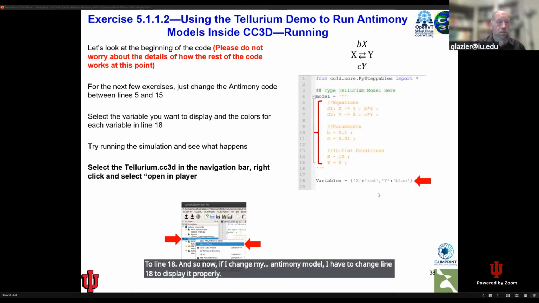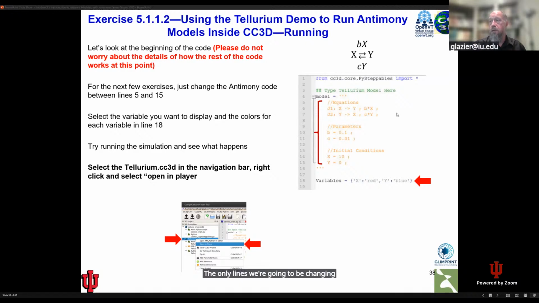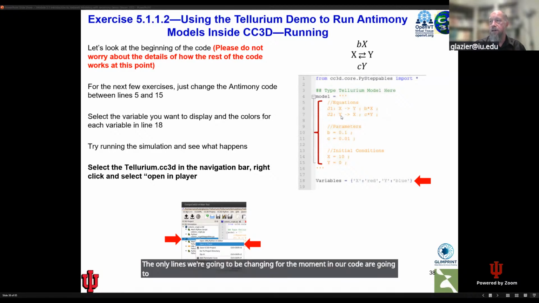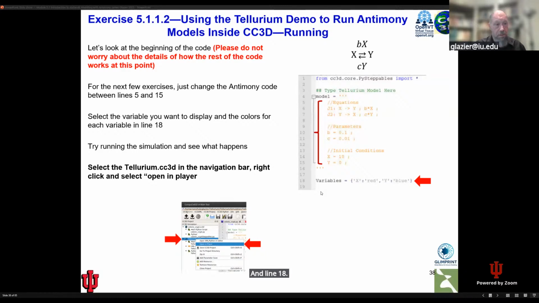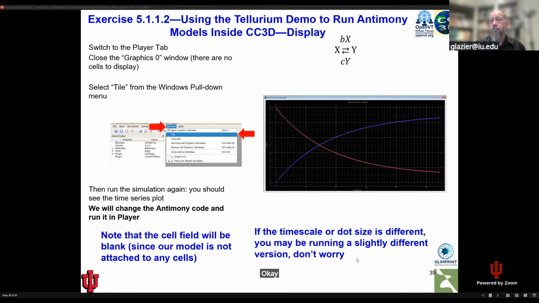The only lines we're going to be changing for the moment in our code are going to be lines 5 through 15 and line 18. The rest of the code we're not going to touch right at the moment. Well, I'll show you two lines we might change a little bit because the defaults may not be ideal. People have already gotten it running.